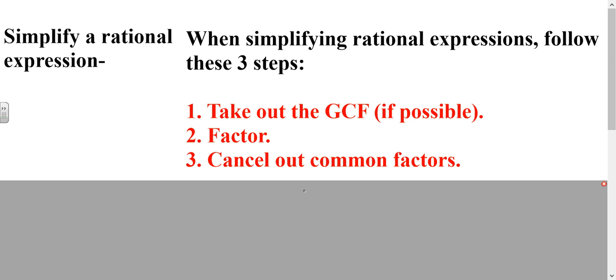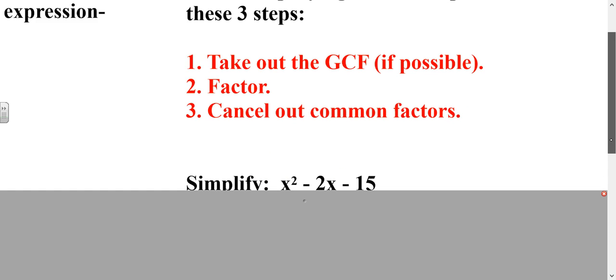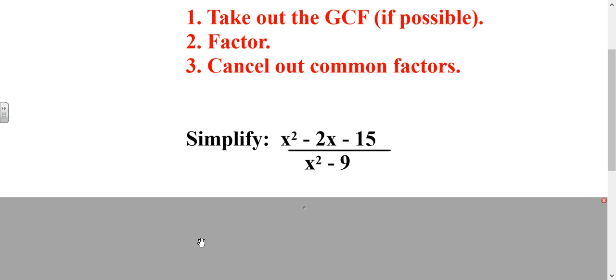The first thing you should always look for, though, is can anything be factored by greatest common factor? And if not, then how could it be factored? So we're going to start with this expression, x squared minus 2x minus 15 over x squared minus 9.